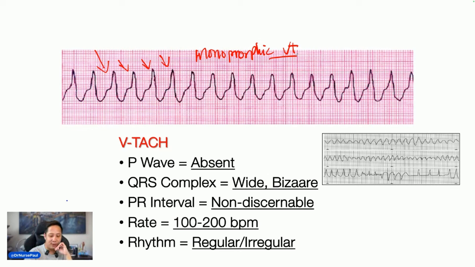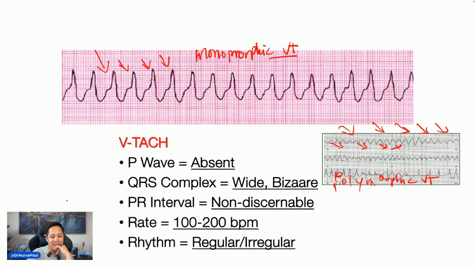If you see it this way, does it look regular to you guys? Yes or no? No, this is called polymorphic. Polymorphic VTAC. All right? You got it? Ventricular tachycardia. And that's dangerous.